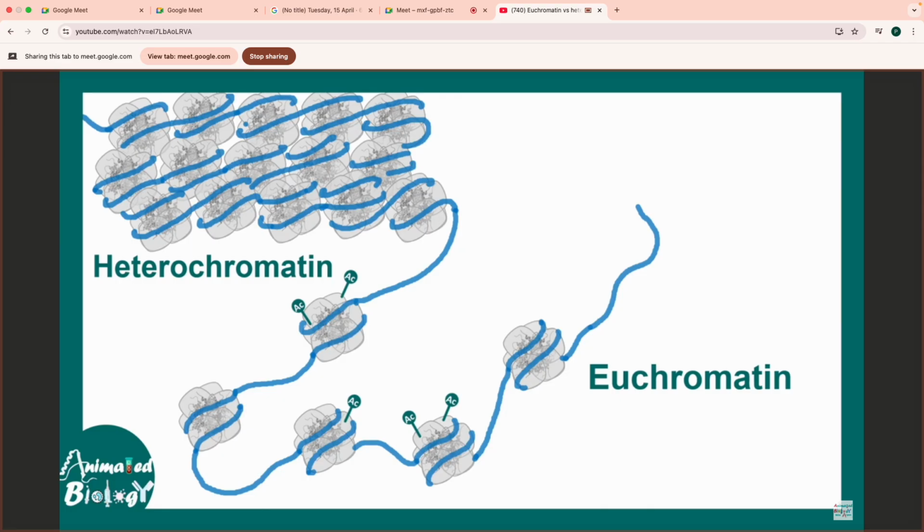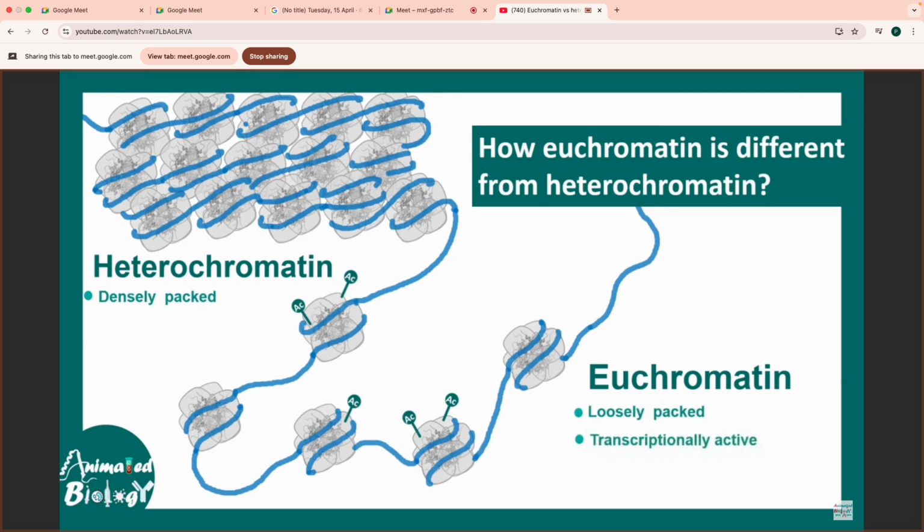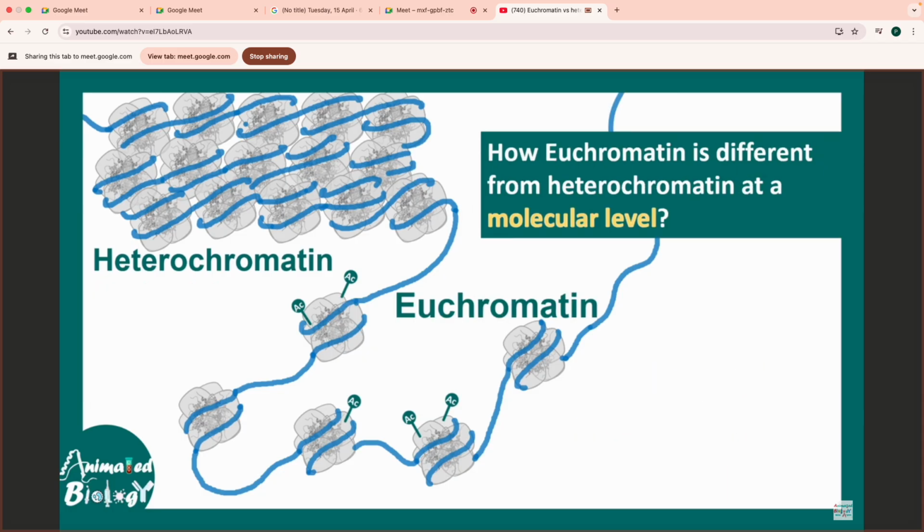Heterochromatin and euchromatin are widely different. We will try to understand how they are different at a molecular level. From a structural point of view, heterochromatin is densely packed and euchromatin is loosely packed. Heterochromatin is associated with silenced genes, whereas euchromatin is a hub for active transcription.